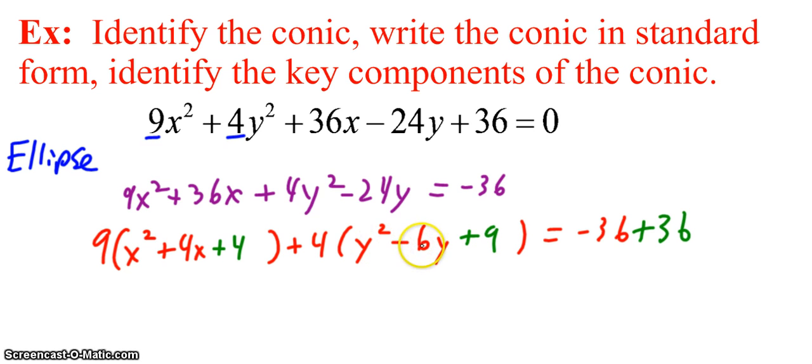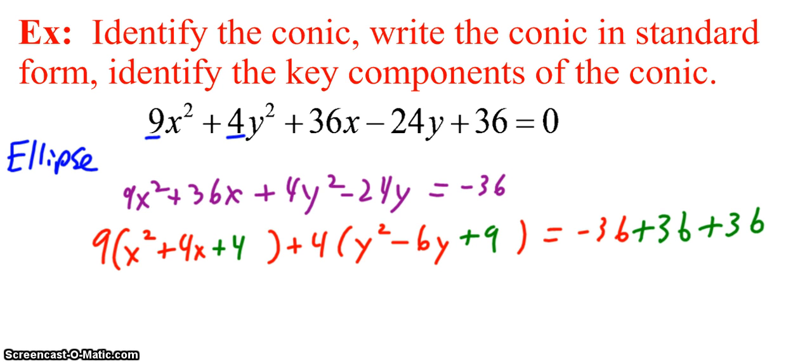Same thing here. So half of 6 was 3. 3 squared is 9. Great. But this 9 was inside of these parentheses. The parentheses are multiplied by 4. So this 9 was actually multiplied by 4. So again, this was actually a 36.